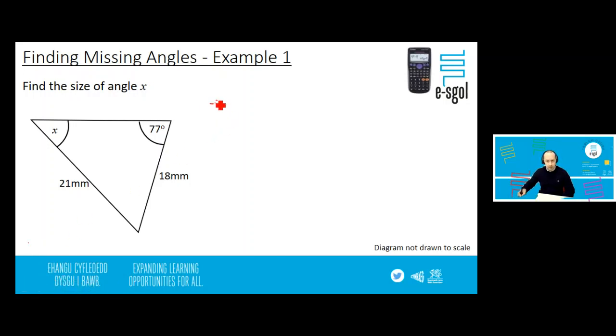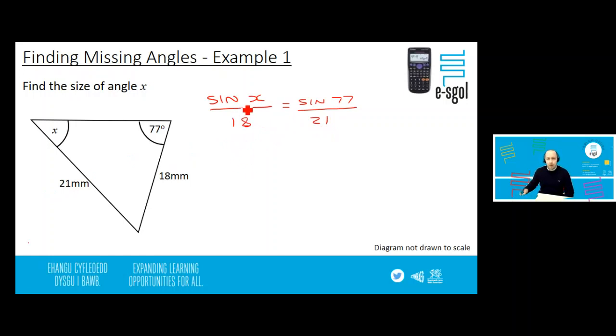So I'm going to put sine of x straight away. That sine part goes on top because that's what I'm finding. Now, opposite x is this side here of 18 millimeters, so I'm going to divide that by 18. And remember, I'm going to use two parts of the formula, so I'm going to look at other information I've got. I've got this angle here of 77, so I'm going to write down the sine of 77, and that's divided by the side that's opposite that, which is 21.